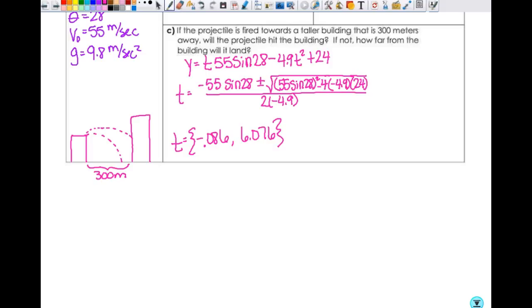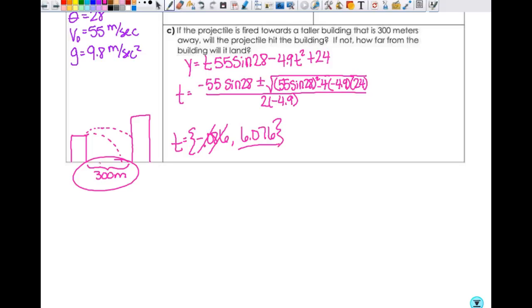So those are the two things that I have. I don't want the negative. That doesn't make any sense, really. And then this is the maximum time. That's how long it took before it hit the ground, or before it would hit the ground. So we'll see how that matches up to this 300 meters. Because it says, will the projectile hit the building? If not, how far from the building will it land?